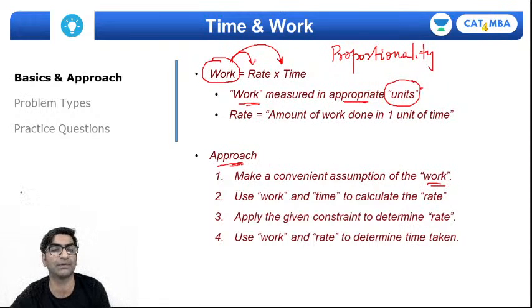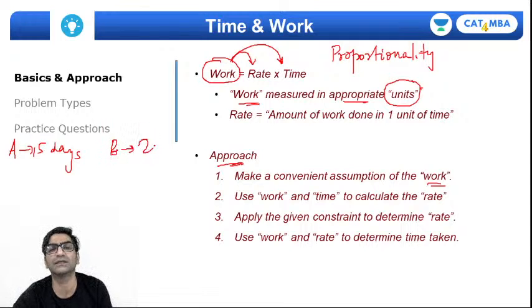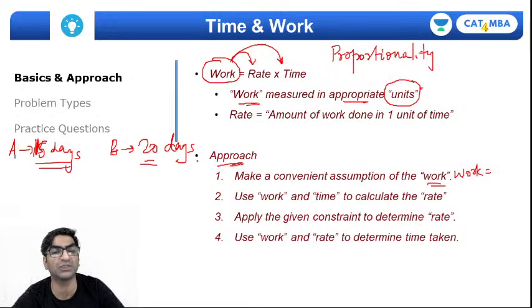Let's take an example to understand this. Let's say A takes 15 days and B takes 20 days to do a certain job. Since I'm given time taken as 15 days and 20 days, let's say the work is a convenient value, something which is divisible by 15 as well as 20. So let's say the work is 60 units.